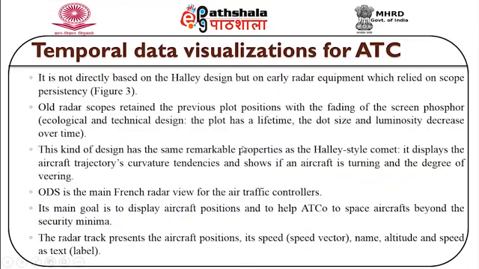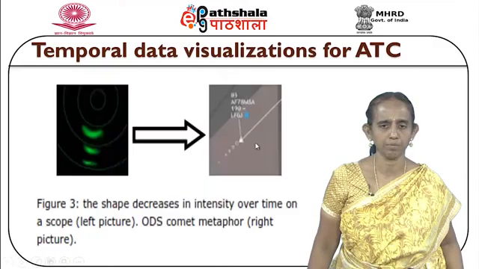So it is not directly based on the Halley's design but on early radar equipment which relied on scope persistency. Older radar scopes retain the previous plot position with the fading of the screen phosphor. This kind of design has the same remarkable properties as a Halley-style comet in that it displays aircraft trajectories, curvature tendencies, and shows if an aircraft is turning, and the degree of veering is also being shown in this diagram.